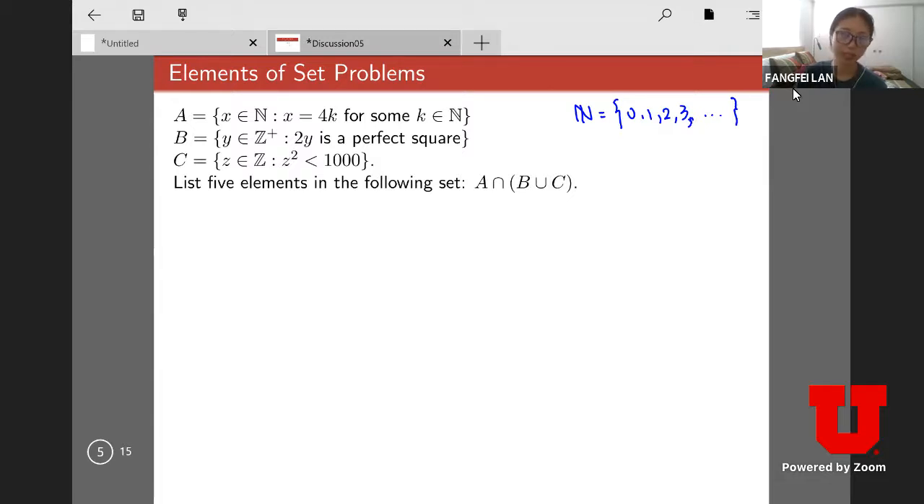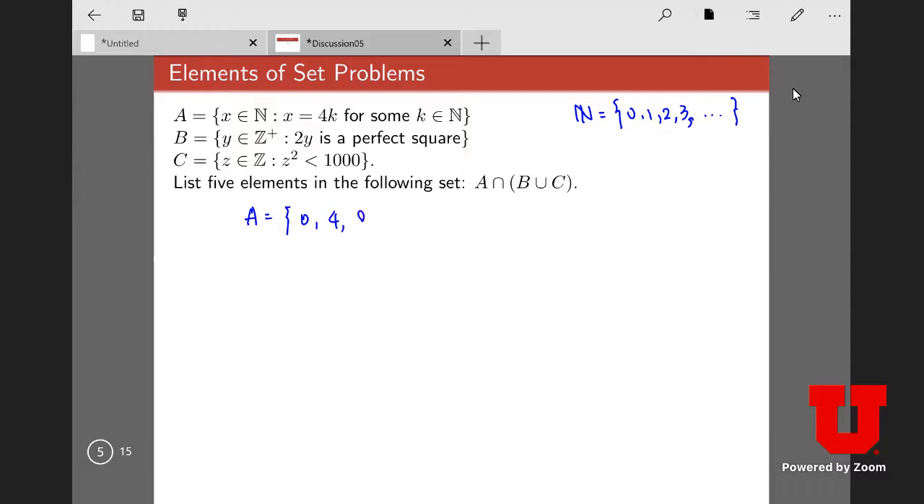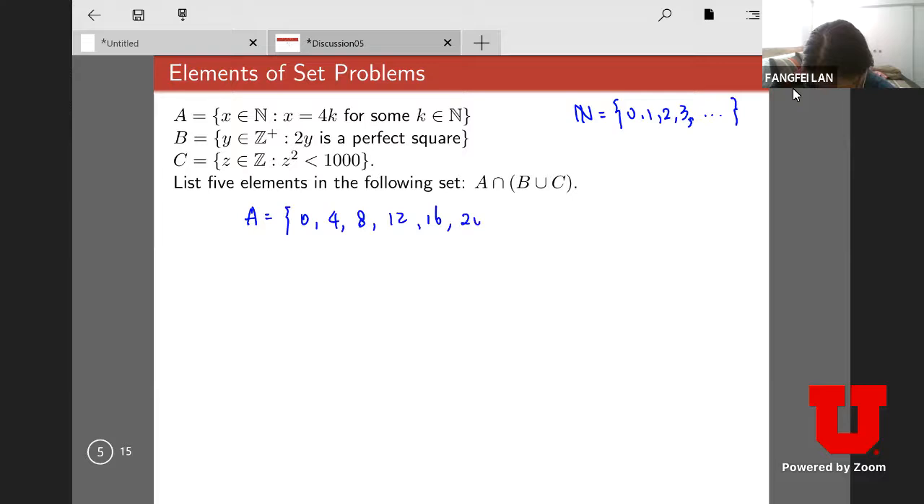So first of all, can we list some elements from A? Can we list the set? What would A look like? A is equal to 4, 8, 12, 16. What is the first one? It would be 0, because natural number starts with 0, right? So then we have 0, 4, 8, 12, 16. Let's write one more.